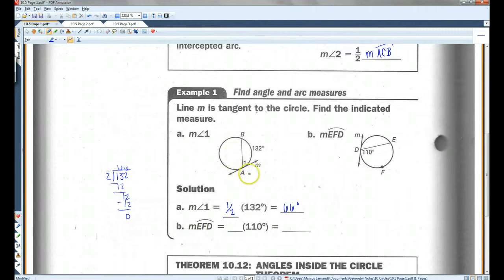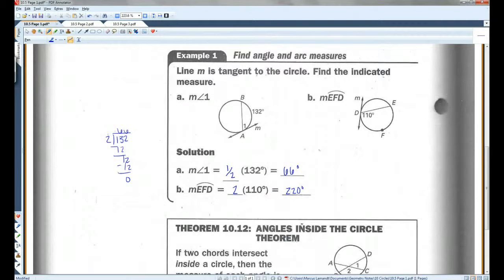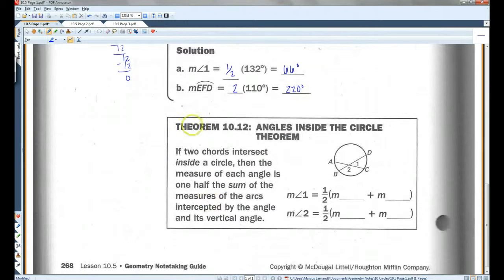Alright. The measure of arc EFD. This angle is 110, and we're looking for double the angle, because the angle is 1/2 the arc. 220 degrees.